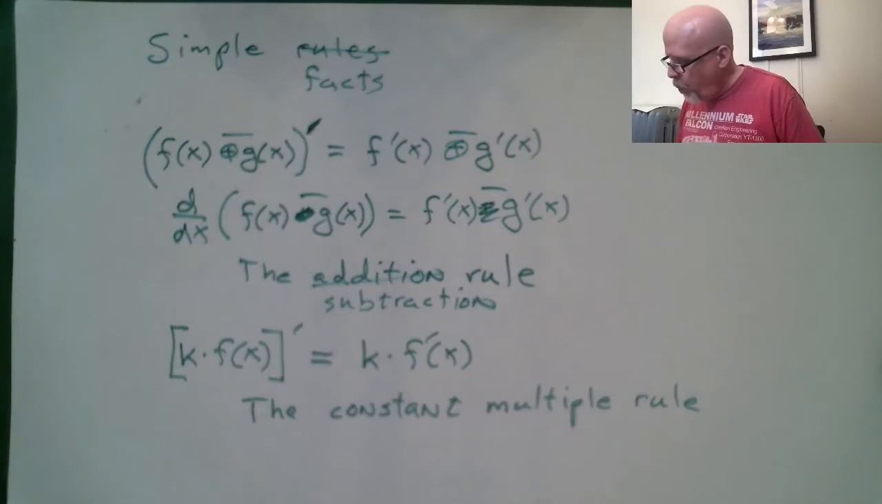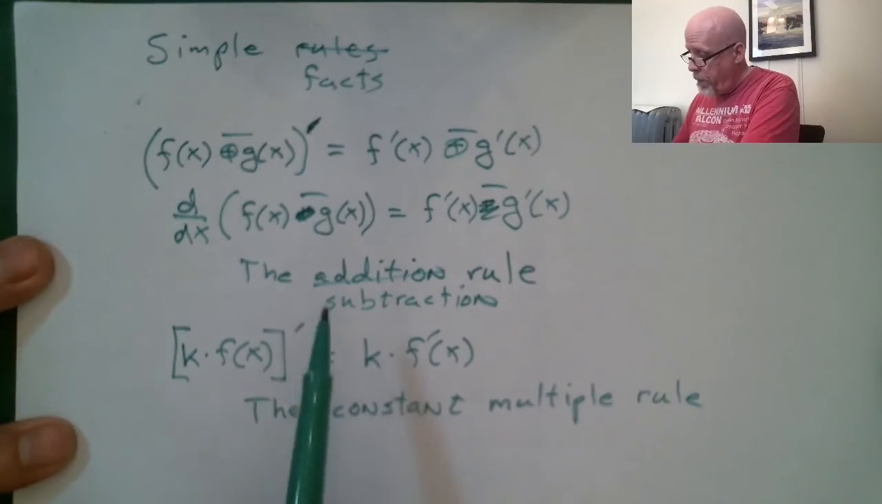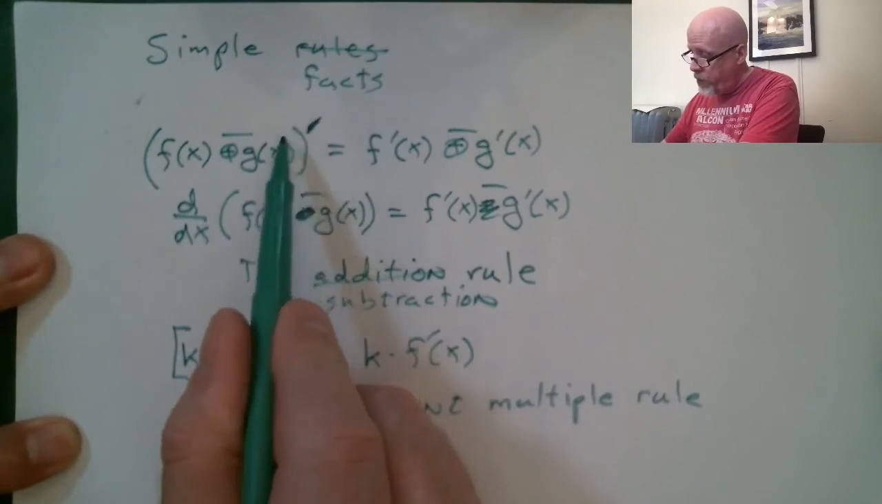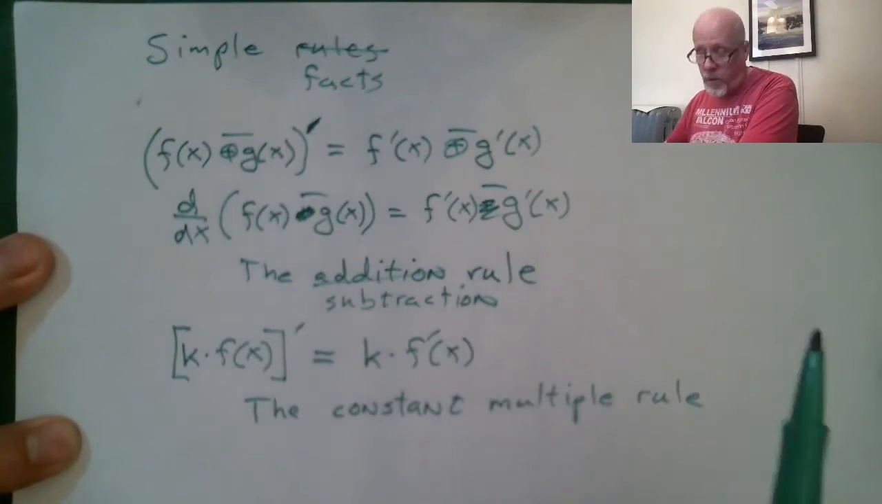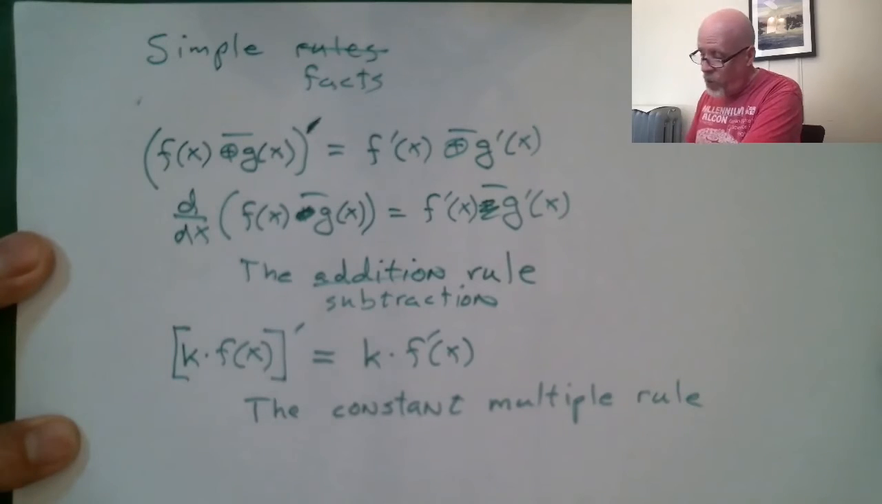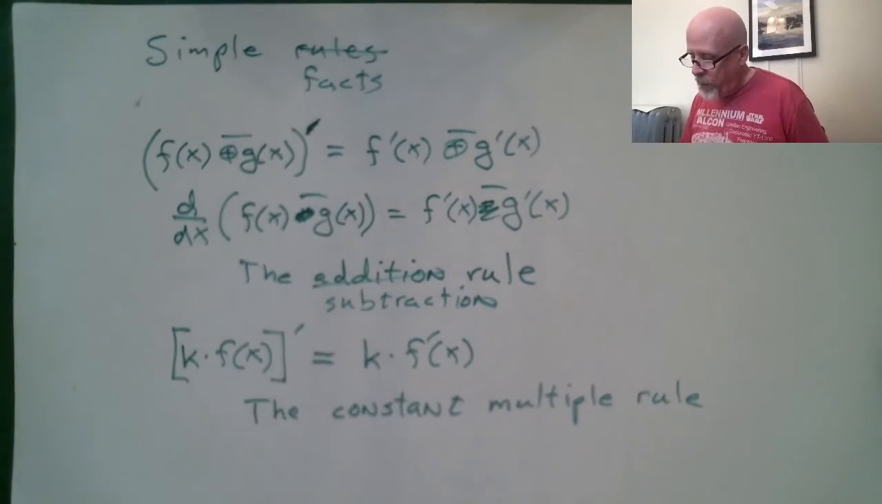Okay. One thing I want to point out is these things look like rules of algebra. This one, for instance, the addition or subtraction rule, looks like you can just distribute that prime across a sum or a difference. And this one looks like, well, if you've got constants in the thing that's being primed, you can just pull them out. You can undistribute or factor out a constant. So both of these things can be viewed as algebraic operations that are valid to work with the derivative.